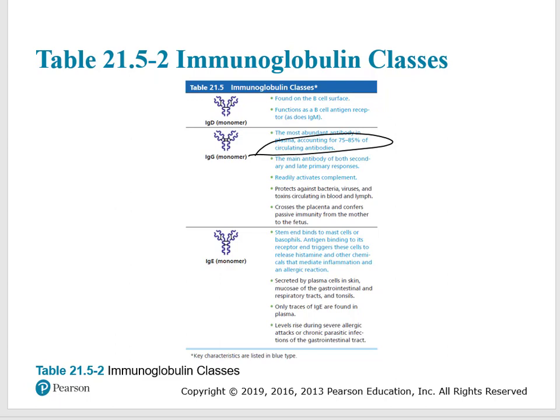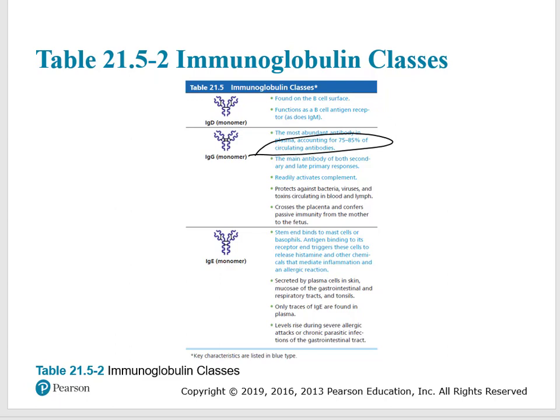Then IgE is usually not found that much because it causes immune reaction and inflammation in your body. It's just like eosinophils that cause your histamine release. IgE also binds to mast cells and basophils, and they basically cause inflammation and allergic reactions in your body as well. It's secreted through your GI tract, respiratory tracts, tonsils, and all of those things as well. Again, it's the allergic reaction that you have, IgE.